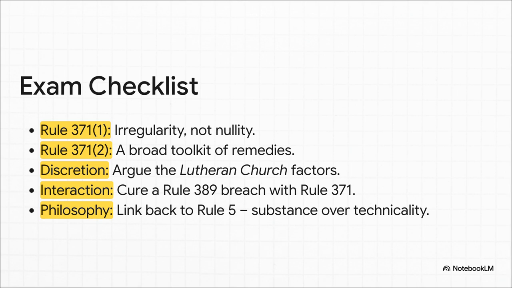Third, when it comes to discretion, your entire framework is the list of factors from Lutheran Church. Fourth, understand the powerful interaction. Rule 371 can be your backdoor to curing a Rule 389 delay breach. And finally, your anchor, your guiding star is always Rule 5. Frame your argument around the idea that a ruling for you serves the ultimate goal, justice on the real issues, not on a technical slip-up.